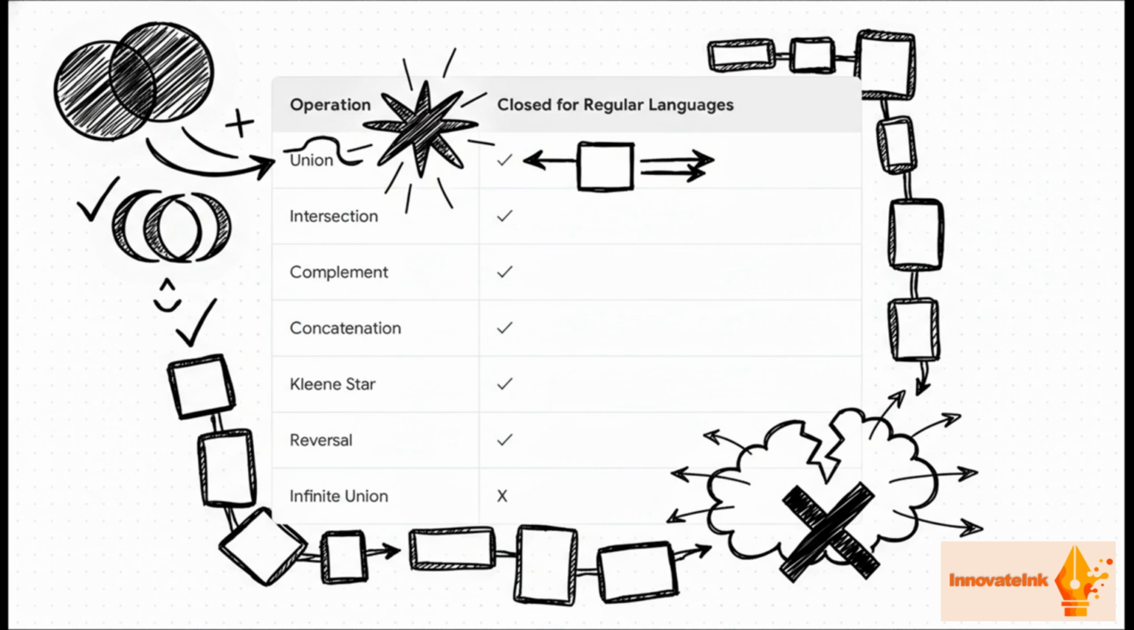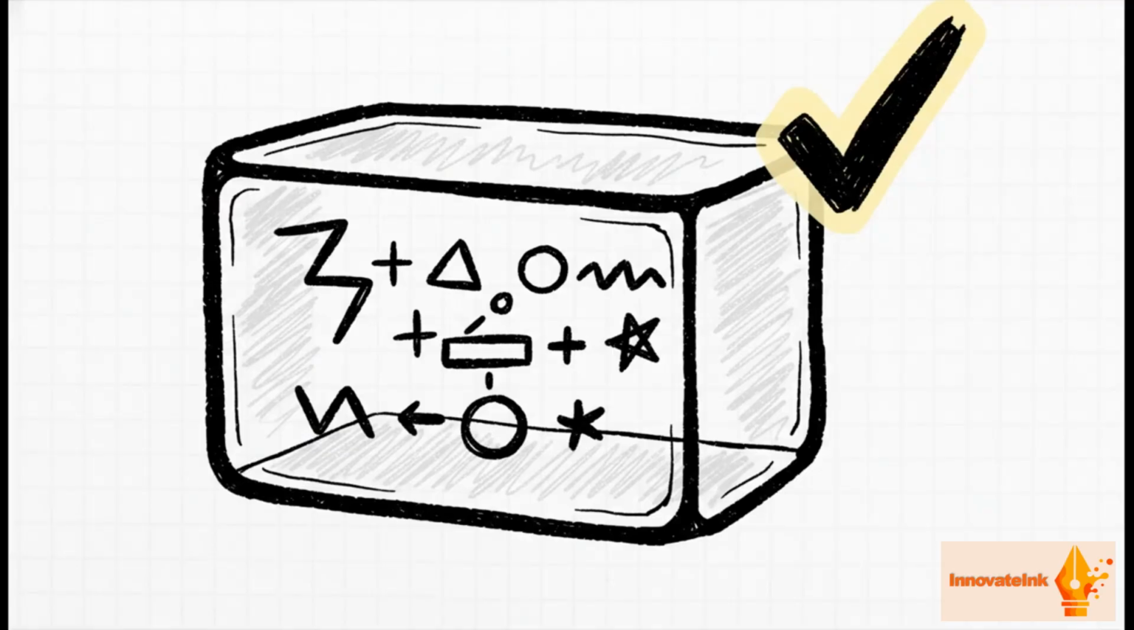But notice that X at the bottom. They are not closed under an infinite union. There are limits. And this is a huge deal. It gives us a rock-solid mathematical guarantee. We can build and combine patterns with total confidence, knowing we're not going to accidentally create something that breaks the fundamental rules of being regular.